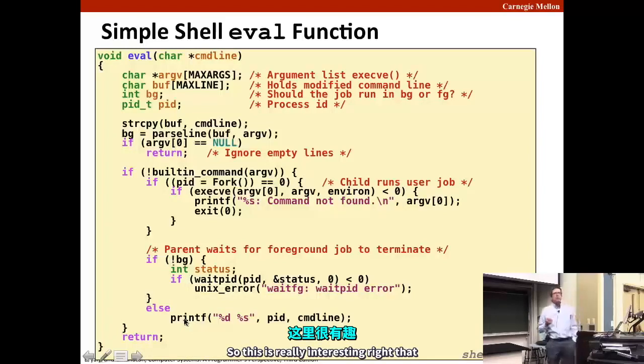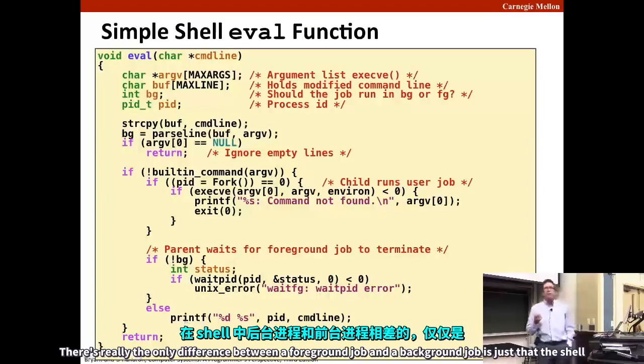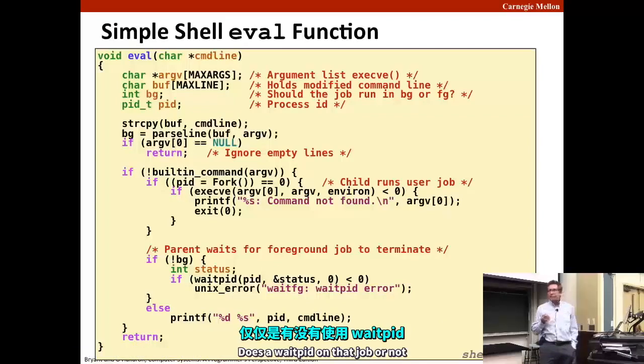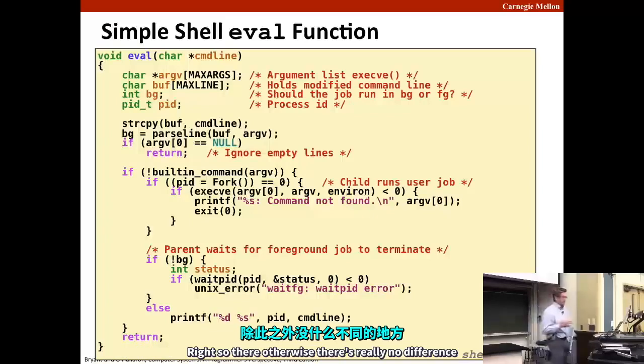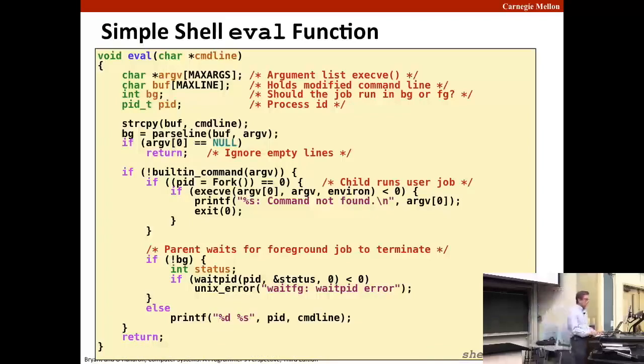So this is really interesting, right? That there's really the only difference between a foreground job and a background job is just that the shell does a waitpid on that job or not, right? So otherwise, there's really no difference.